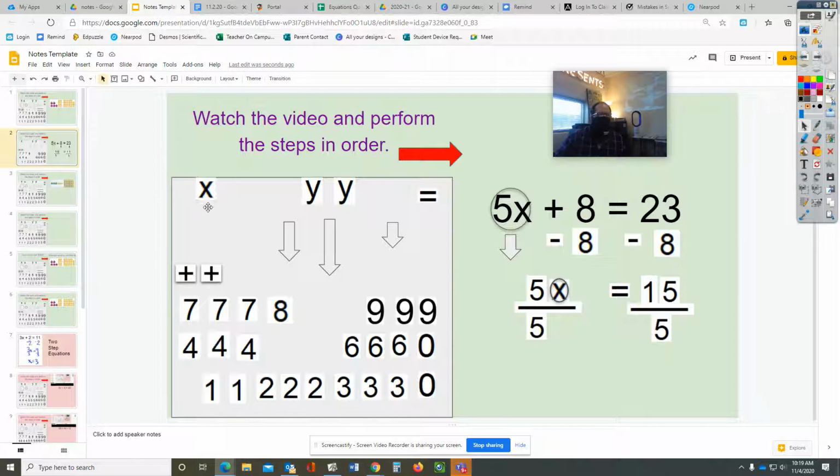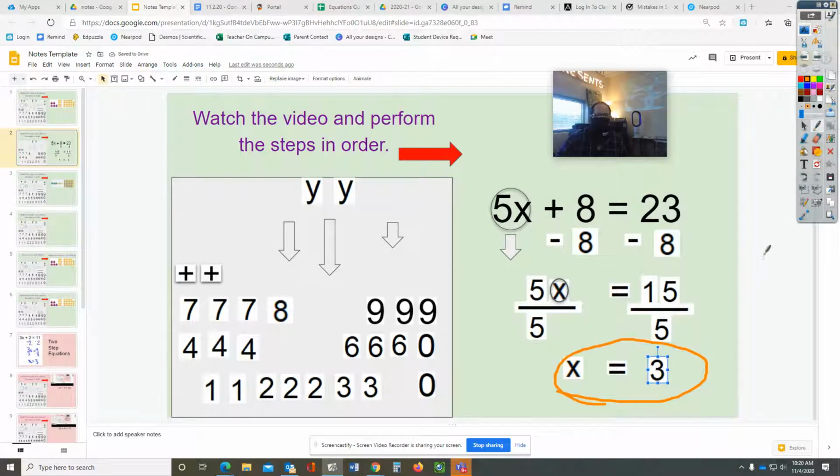Okay, the x is now alone, so I can bring my x equals down because that's done. And then all I have to do is perform this operation. 15 divided by 5 leaves me with 3. So my answer is going to be x equals 3. And this would be your final answer. X equals 3.